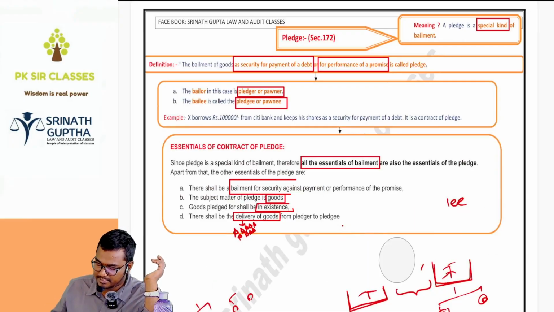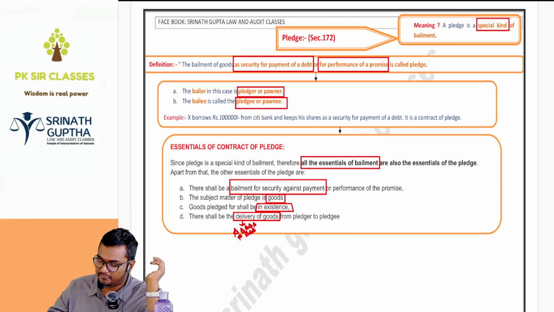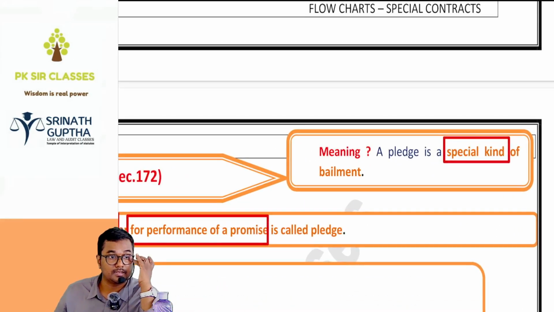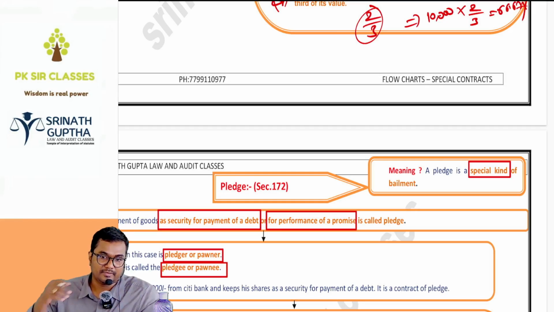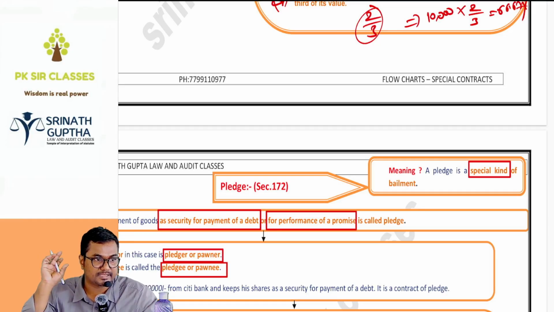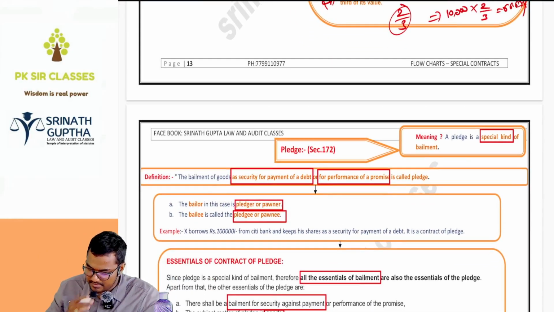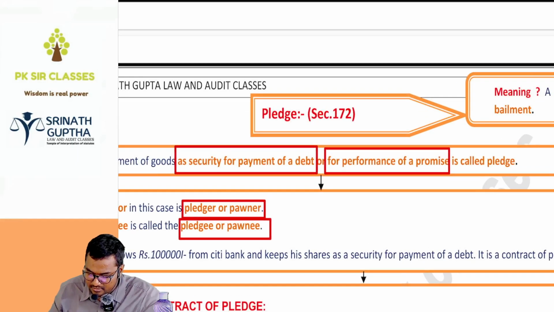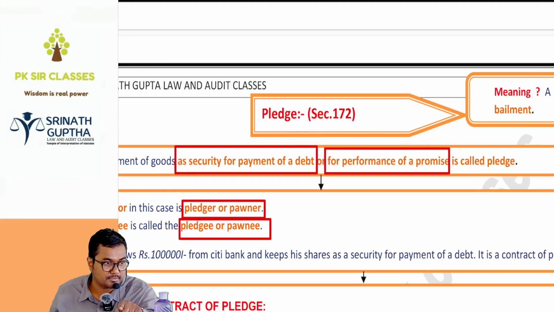Contract of pledge. Pledge is a special kind of bailment. Bailment is for any purpose. Pledge means giving some goods to the pawnee and taking a loan, where the goods are a security for repayment of the loan. Simply, security for the repayment of the loan. If you see the definition, pledge means bailment of goods as security for the repayment of a debt or the performance of a promise. Until you perform your promise, I will keep your goods with me.